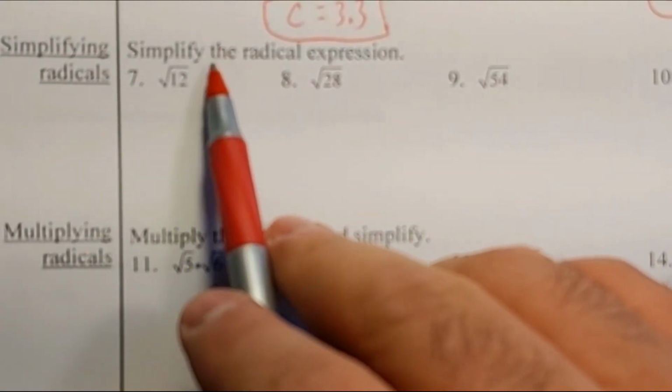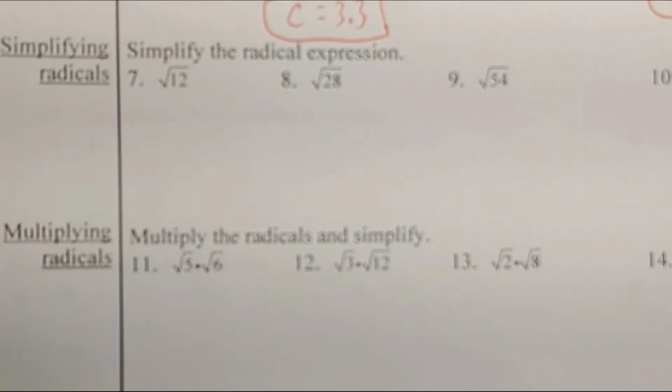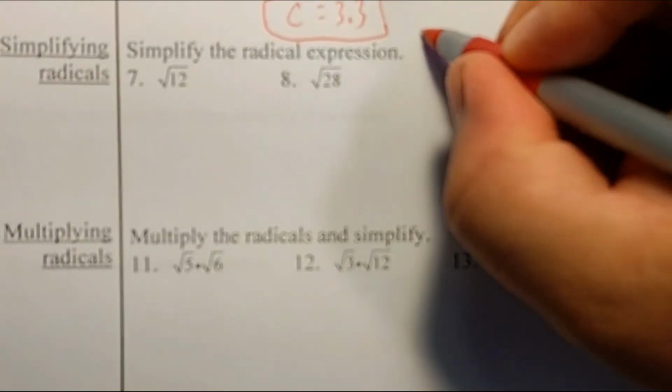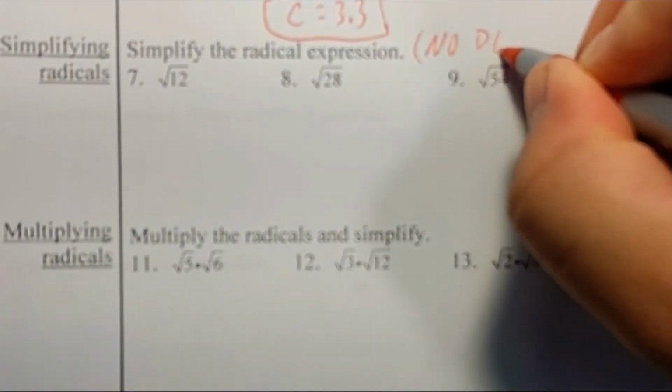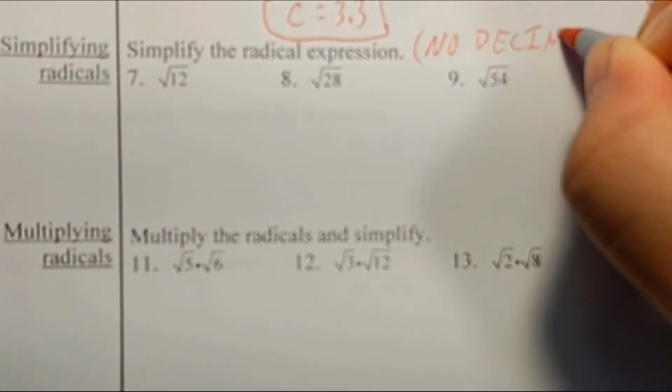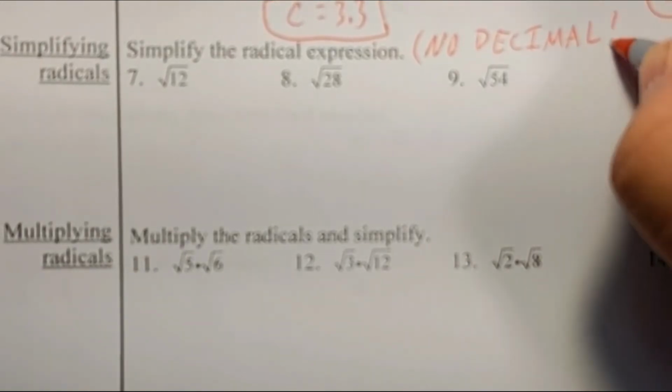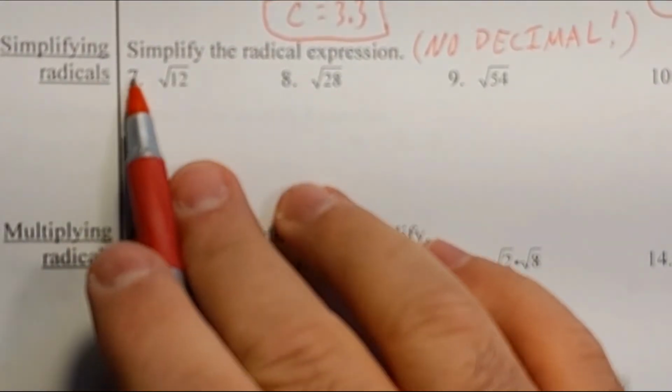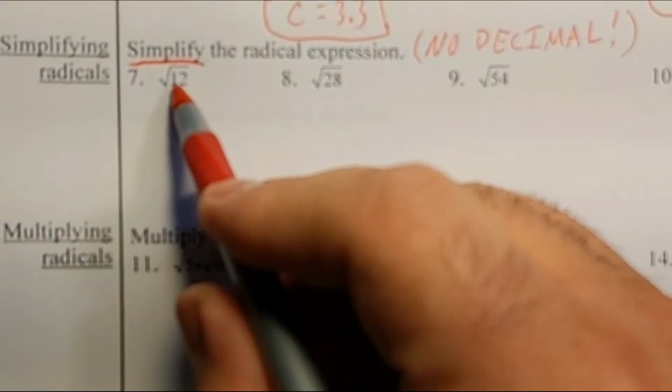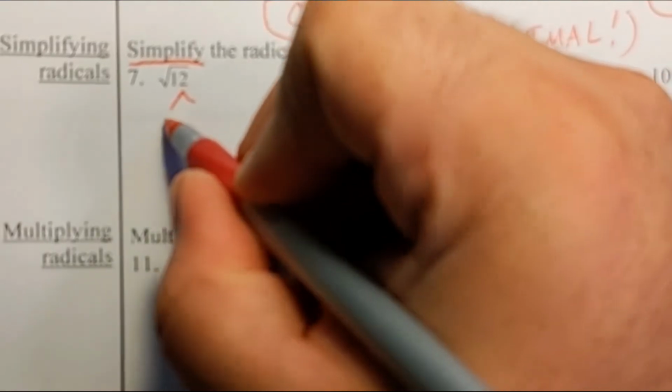For simplifying, you do not give me a decimal answer. So I'm going to put right here, no decimal, putting it in capitals. I'm going to put an exclamation point on there. If it says simplify, you cannot give me a decimal answer. You're supposed to factor it out, and you guys have done a factor tree before.